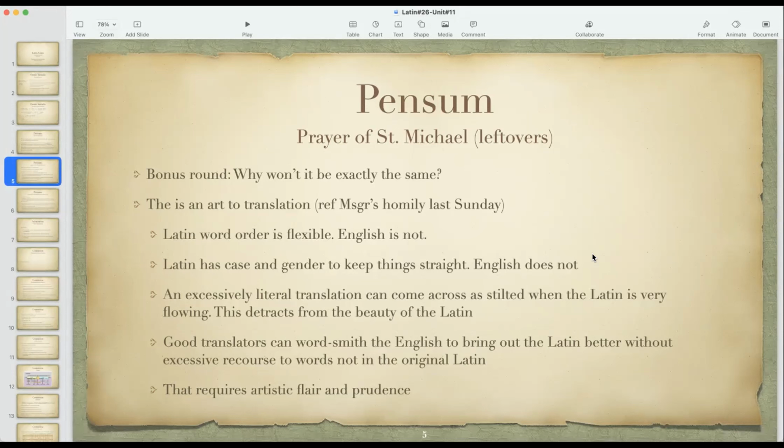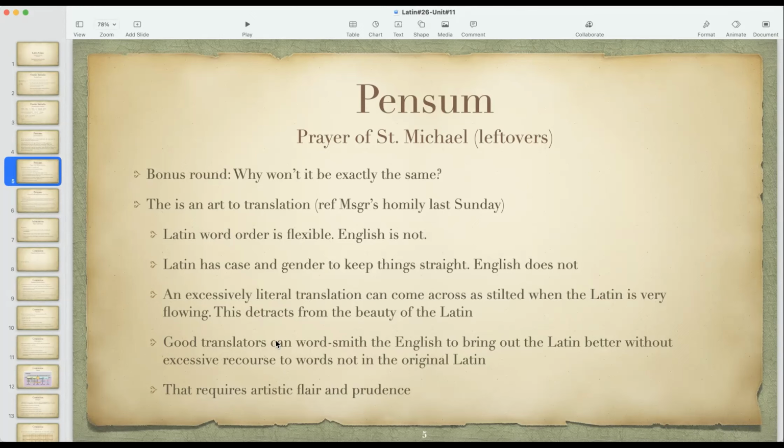So an excessively literal translation can come across as very stilted, whereas the Latin is very flowing. And this detracts from the beauty of the Latin. So good translators will often wordsmith the English to bring out the Latin better without excessive recourse to words and structures that are not in the original Latin. And again, I said good translators. There are some that stick all sorts of stuff in there or omit all sorts of stuff. But it requires an artistic flair and prudence.